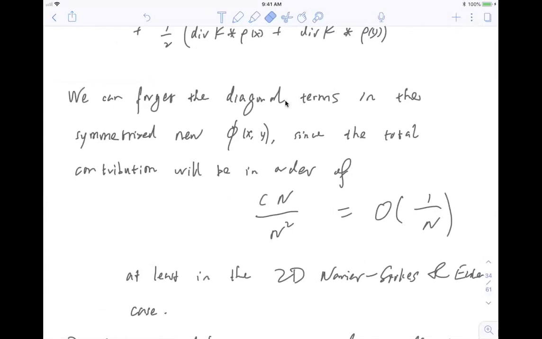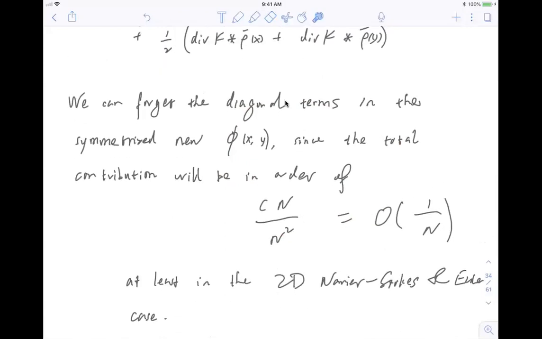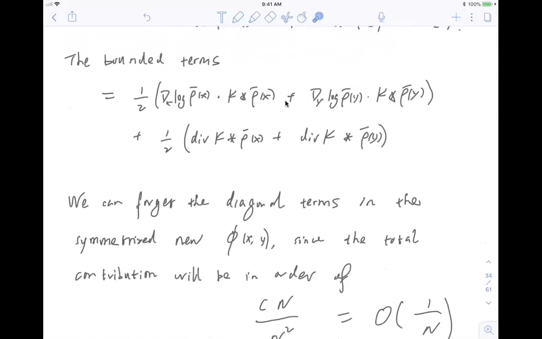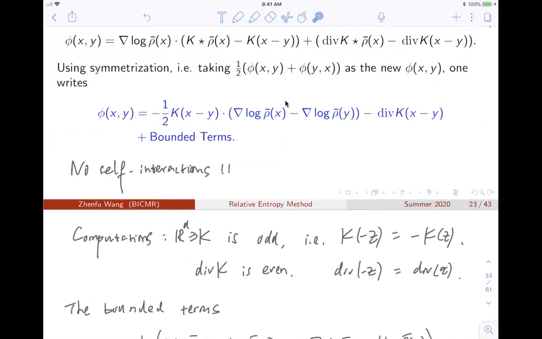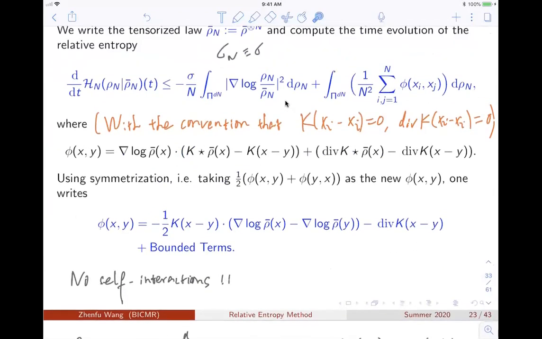It's in the order of 1 over n. So it's like what I write here. So this is fine. But if you are considering very singular kernels, this actually is a very technical part. I will try to explain this in next week's lectures. Here I point out this cheating, but it is not harmful.